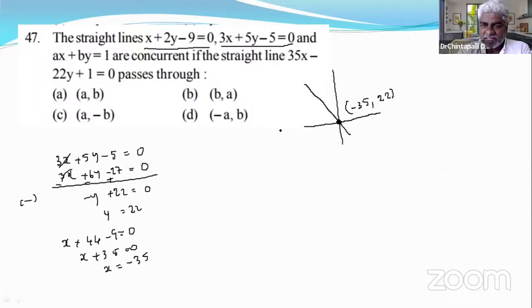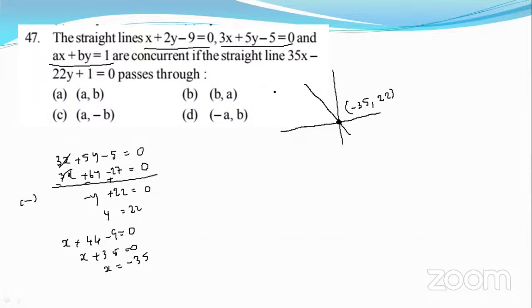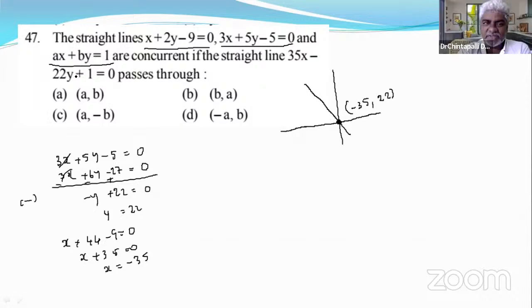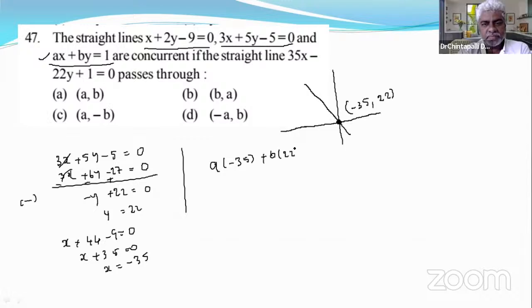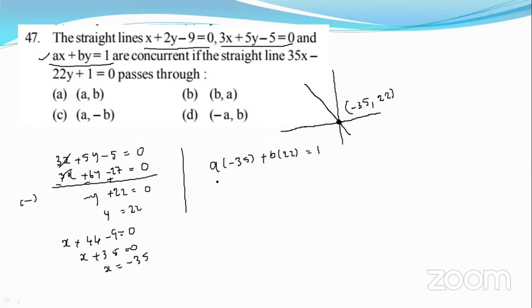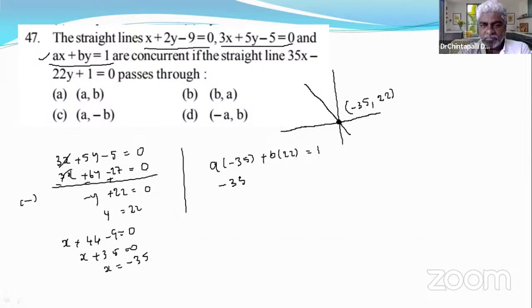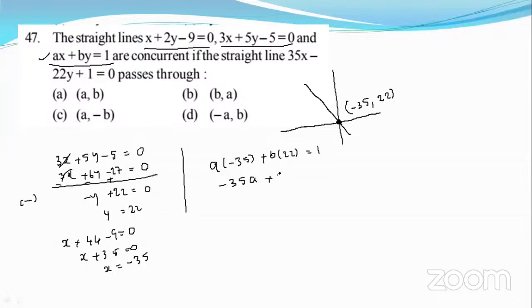Now we use the concept that the third line passes through this point. The equation of the third line is ax plus by is equal to 1. You can plug in negative 35 comma 22 in that equation. Just do it. a times negative 35 plus b times 22 equals 1. Negative 35a plus 22b equals 1.